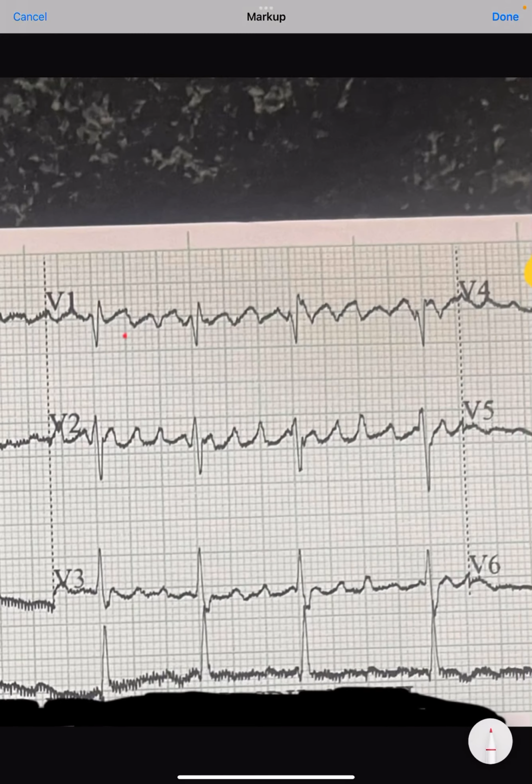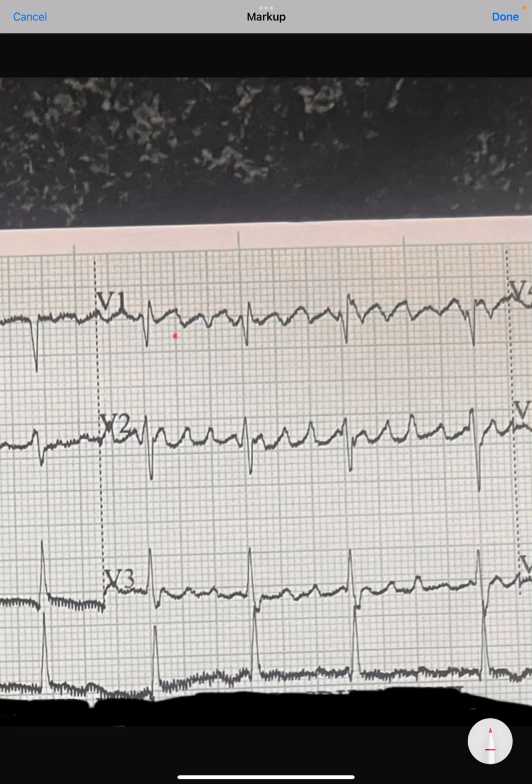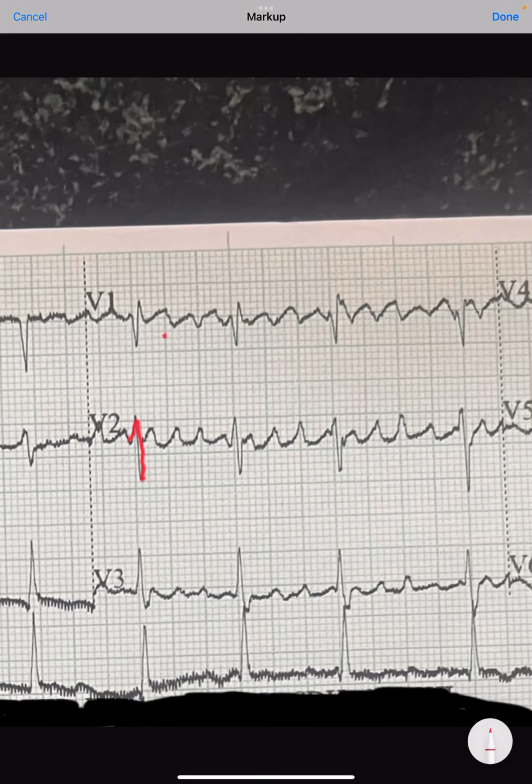If you can see very nicely here, the QRS complexes we can see very well. So if we want to calculate the heart rate or the ventricular rate, it is very easy. It is 300 divided by total number of large squares. Now the large square is around 1, 2, and 3. So the heart rate is around 100. The ventricular rate is around 100.